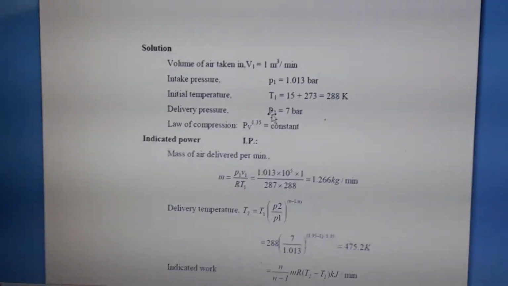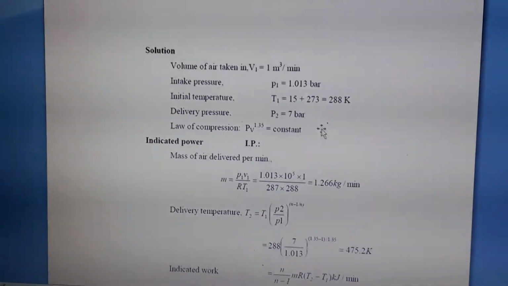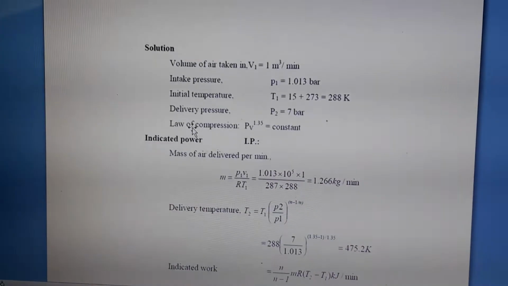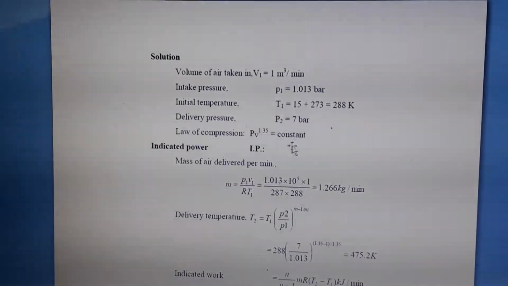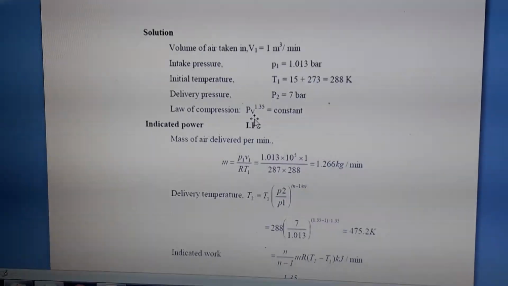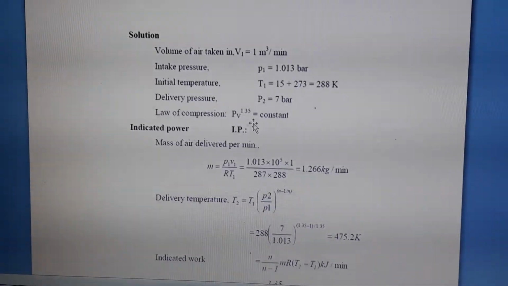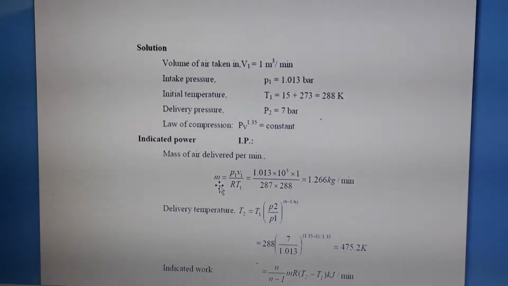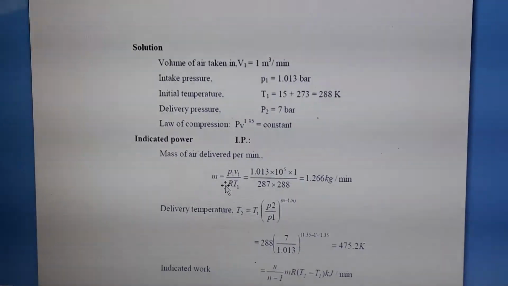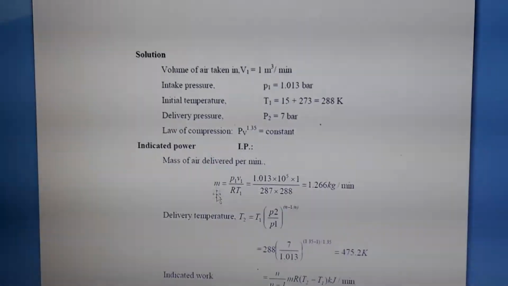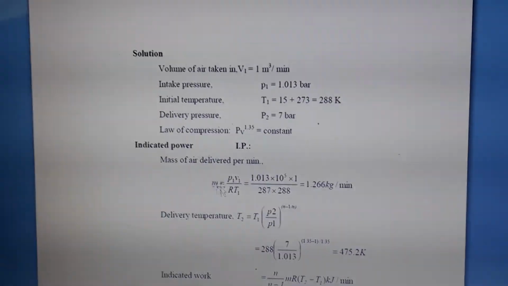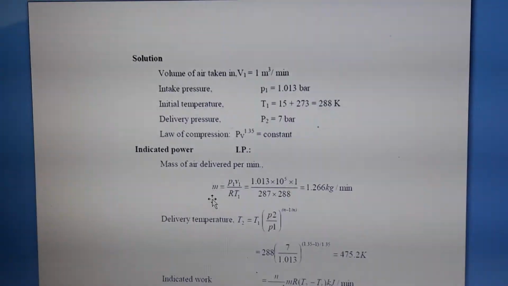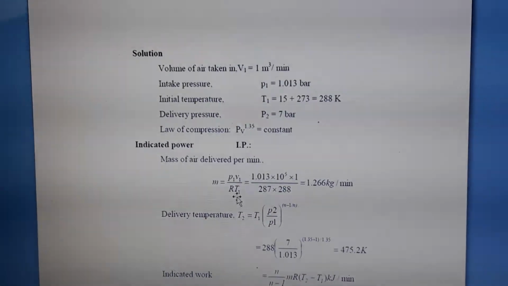Then discharge pressure P2, it is 7 bar. Again we have to convert this 7 bar into Pascal. So P2 is 7 into 10 raised to 5 Pascal. Again this is the law of compression, PV raised to 1.35 is equal to constant. So our small n, that is polytropic index, is 1.35. Then first let us find the mass of air. By the general gas equation we have PV is equal to MRT. Considering state 1, the equation is P1 V1 is equal to MRT1. So from that equation we can write the value of small m, that is P1 V1 upon RT1.